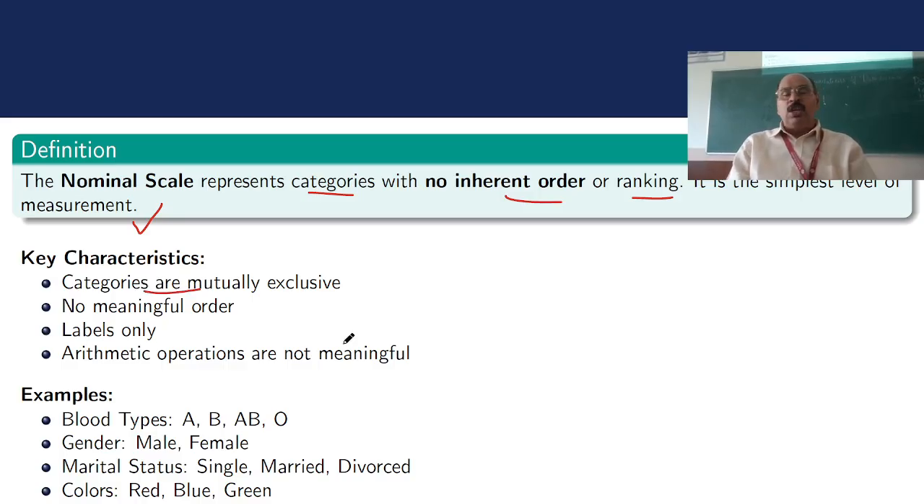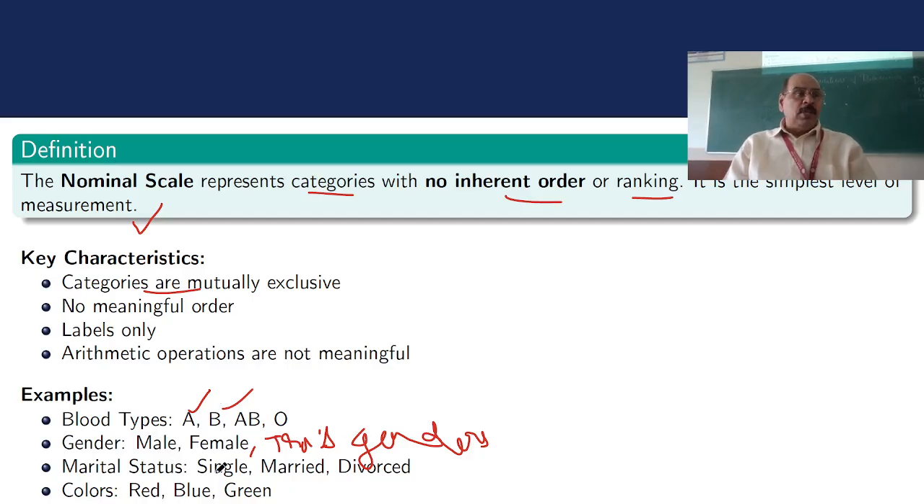What is meant by mutually exclusive? You cannot have a person with both A and B blood groups. Of course, here you can include transgenders also, if required. A person can either be male, female, or a transgender. He cannot be two at the same time. Blood types, he can be two.